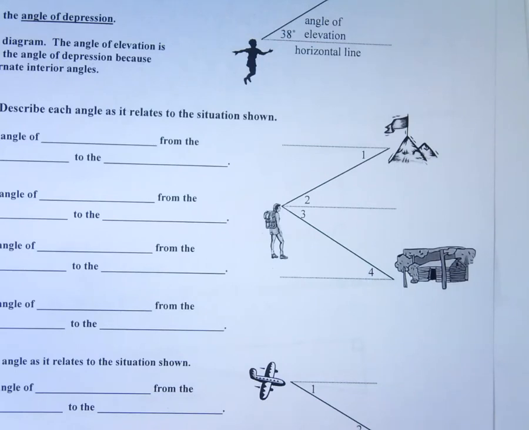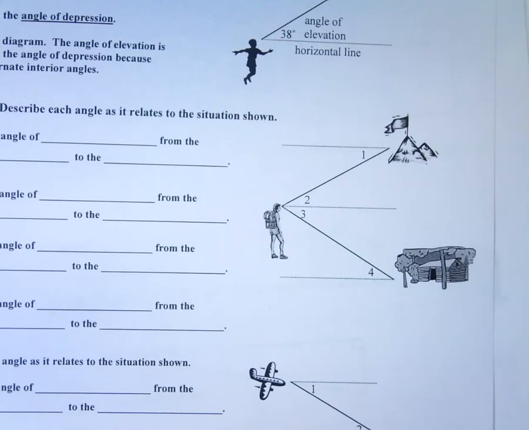So angle 2, this is like my hiker. Here he's looking straight ahead and then he looks up at that mountain. So you would call this angle of elevation. Okay, angle 3. Here's my hiker looking straight ahead, and then he's looking down at this cabin. So this would be angle of depression, and this one?